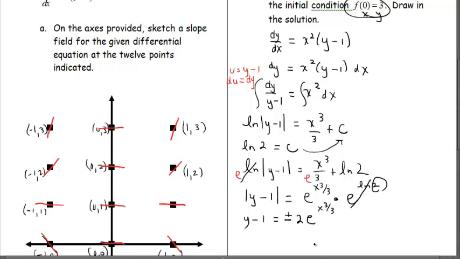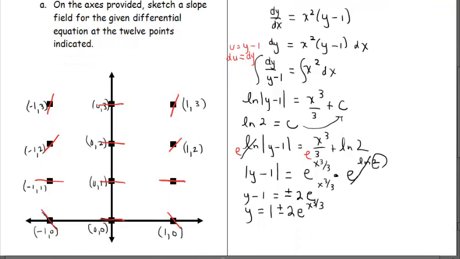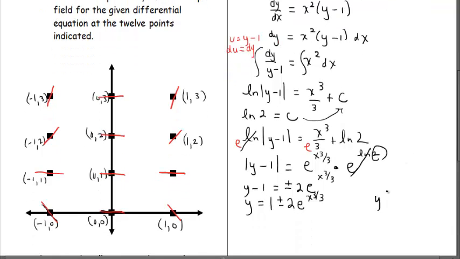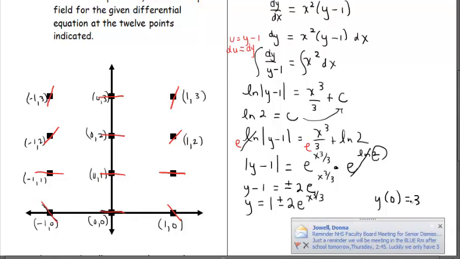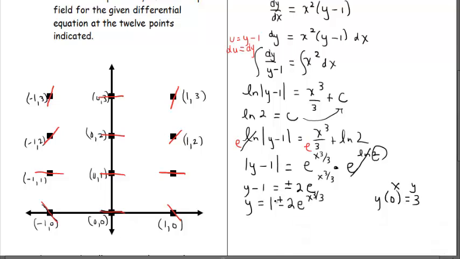So I have a plus minus. I'm going to add a 1. Now which one to choose, the plus or the minus? It's all about that initial condition. Remember what it was? So we use this twice. Plug in, this is x, this is y. It's probably going to be the plus solution.